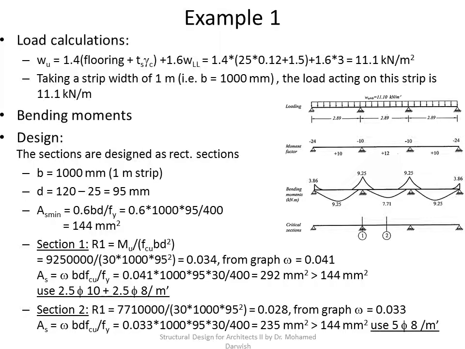Section 2, if we are talking about section 2, we take the section and we compare the numbers. R1 is less for sure, it's 0.028 compared to 0.034. Omega will be less, it's 0.033. Then if you calculate AS, for sure it's less, it's 235 millimeters square. So this is actually 5 phi 8 per meter, which is sufficient.